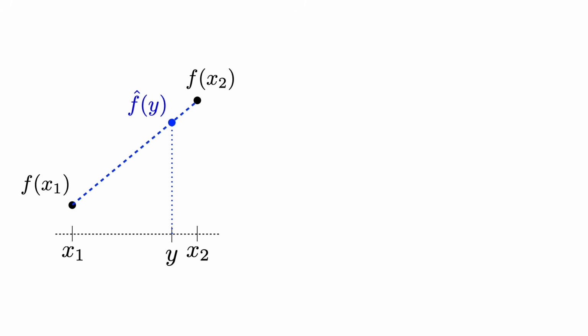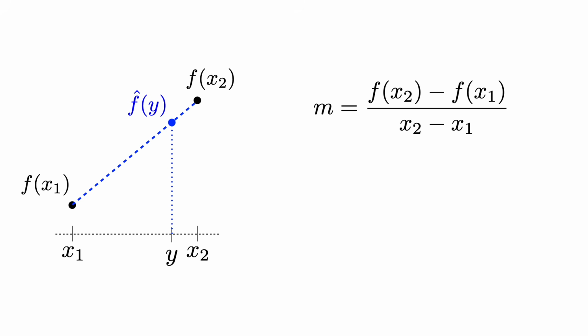Here's an example where we have 2 points, the function evaluated at x1 and x2. We've connected them with a line, and we want a function of that line. How do we find that function? We calculate the slope by computing the rise and dividing it by the run. The rise is f of x2 minus f of x1, and the run is x2 minus x1. That gives us the slope.